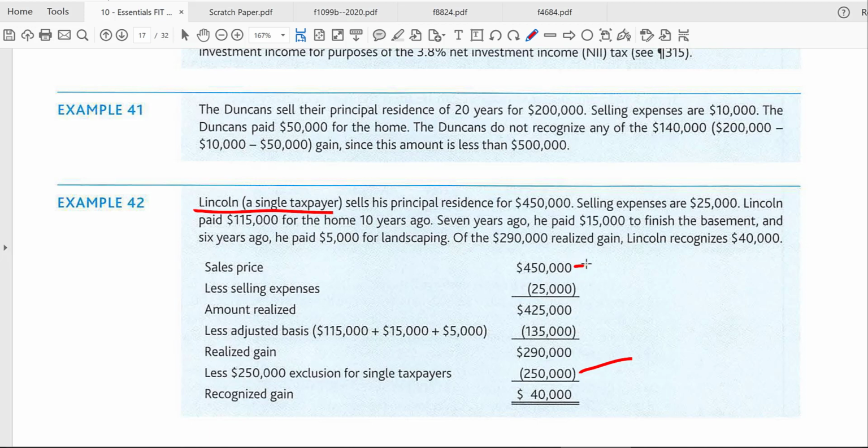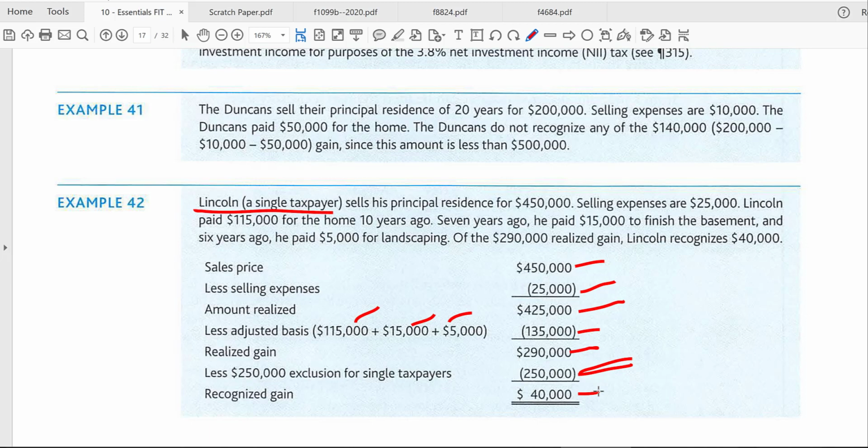So here's the sales price and the selling expenses. This is the same gain and loss formula we've been going through throughout this whole chapter to get the amount realized. Here's its initial costs and additional capital improvements to get the adjusted basis, to get the amount of gain realized. But how much does he have to report and pay taxes on? He gets to back out the unrecognized $250,000, and he only has to report and pay taxes on $40,000.